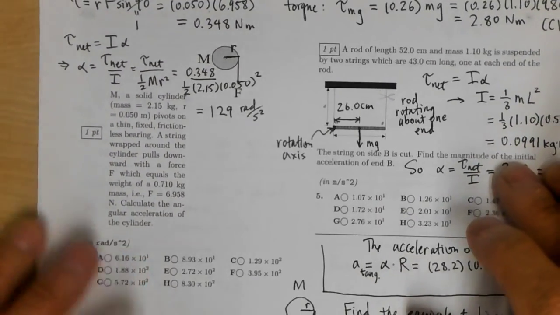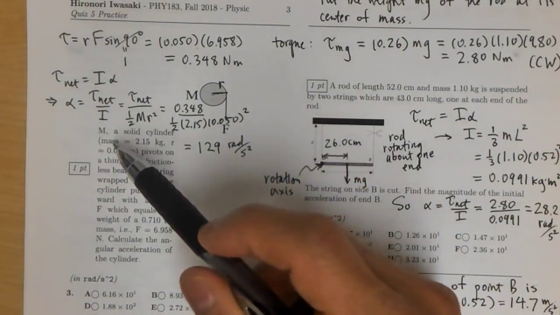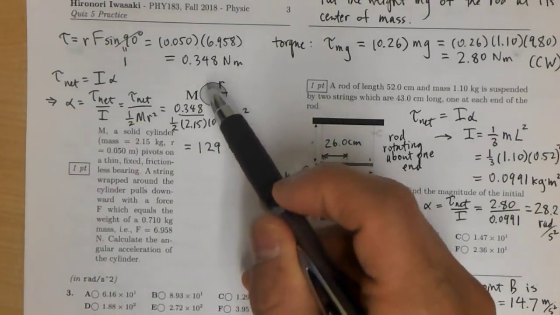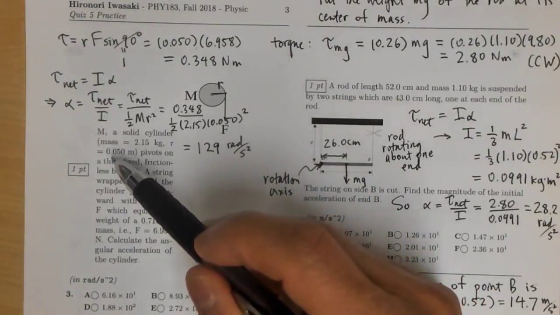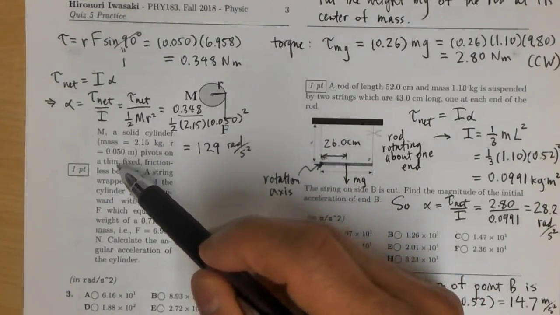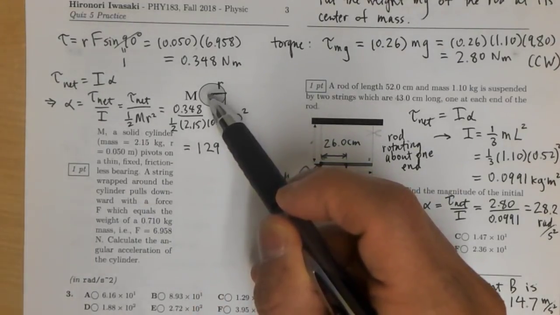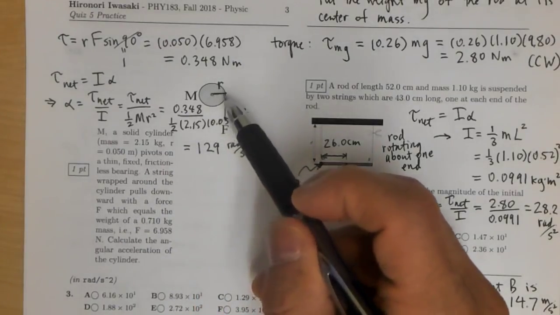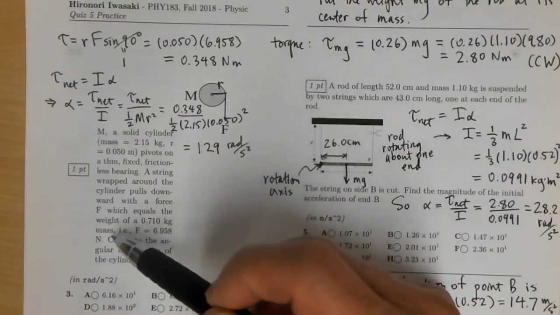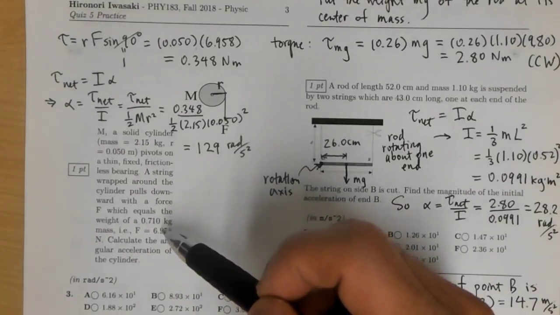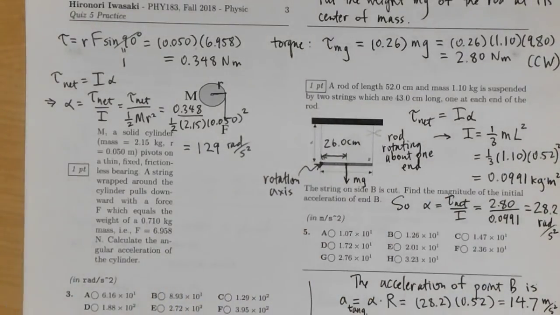Okay, next question. Here is a solid cylinder with mass 2.15 kilograms. The radius r is 0.05 meters, and it pivots on a thin, fixed, frictionless bearing, so just this little axle here. A string wrapped around the cylinder pulls downward with a force F, which equals the weight of a 0.710 kilogram mass. In other words, F is equal to 6.958 newtons. Calculate the angular acceleration of the cylinder.